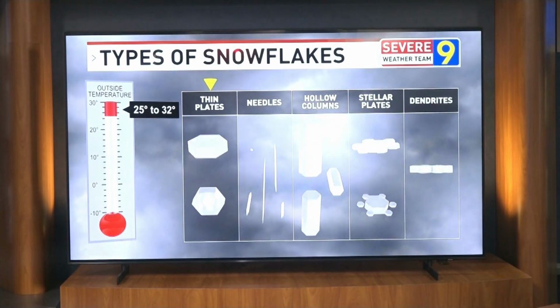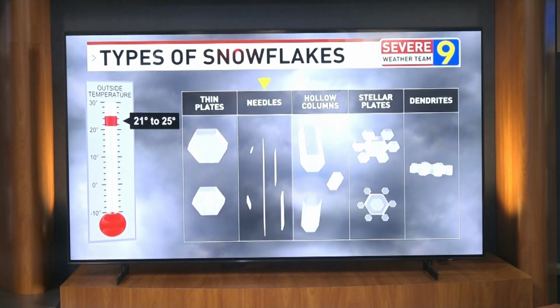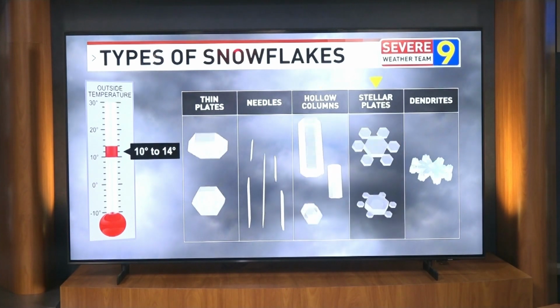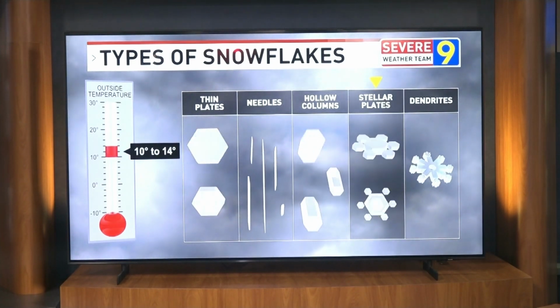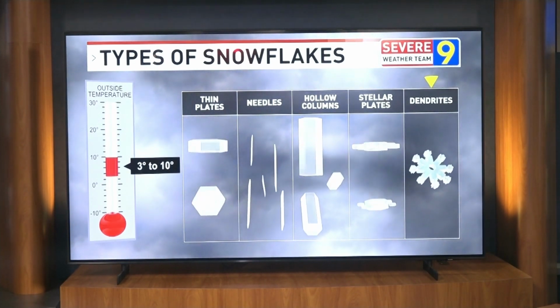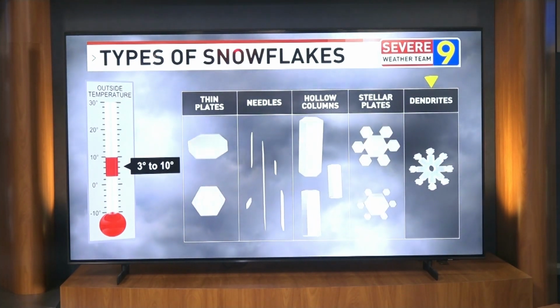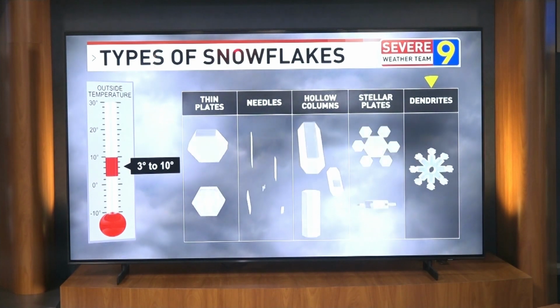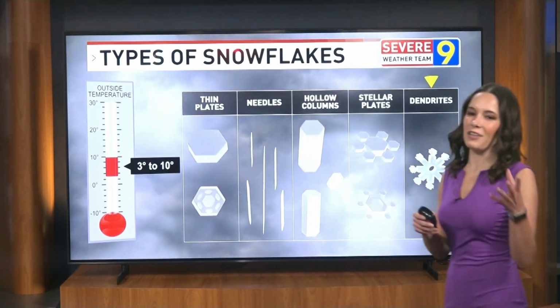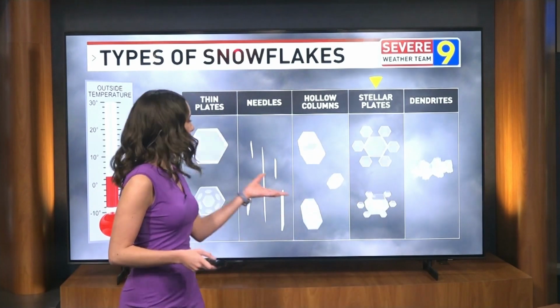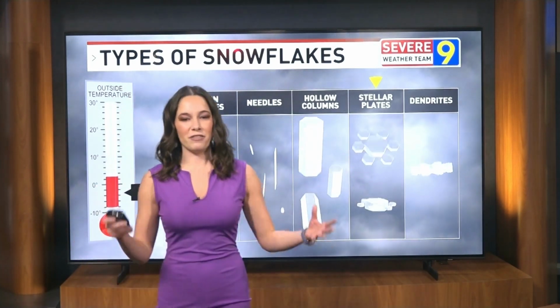So let's break it down a little bit. For thin plates, you need 25 to 32 degrees Fahrenheit, needles 21 to 25, hollow columns 14 to 21, stellar plates 10 to 14, and 3 degrees to 10 degrees Fahrenheit for the ultimate snowflake, the dendrites, the holy grail of snowflakes. You need those temperatures in the dendritic growth zone for them to form. And you may be asking, if it gets any lower than that, what happens? Well, we start to move back down the list of snowflake types.